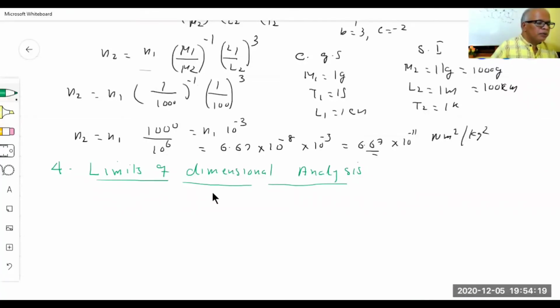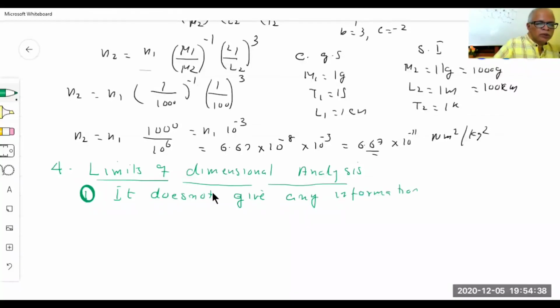It does not give any information about K. What is K? We wrote T is equal to K into M raised to A, L raised to B, T raised to C. This A, B, C we will find out. K we can't find out by this method. K value is 2 pi, but we have to find it by another method. So it's a limitation of this method.